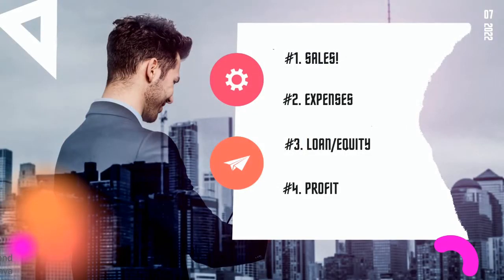Very important. Number one, your sales figures. Number two, your expenses. Number three, the amount of loan or equity that you need. And then number four, the amount of profit you are going to make.